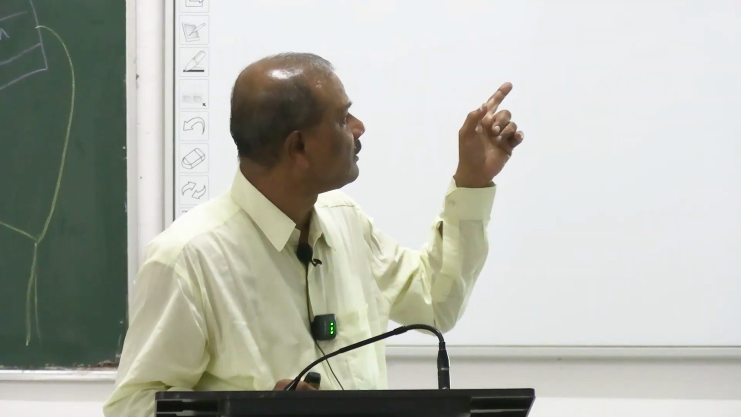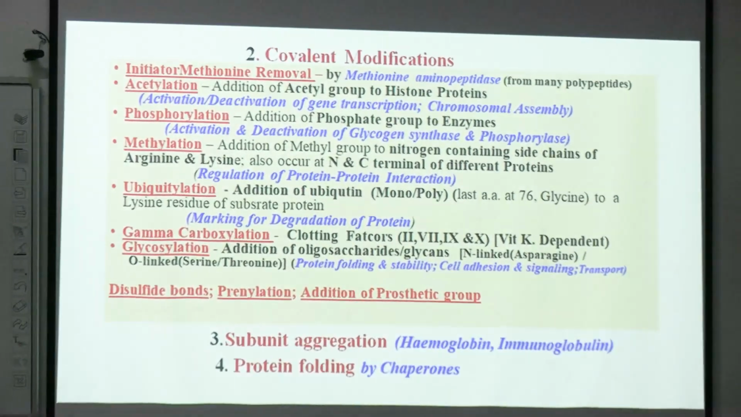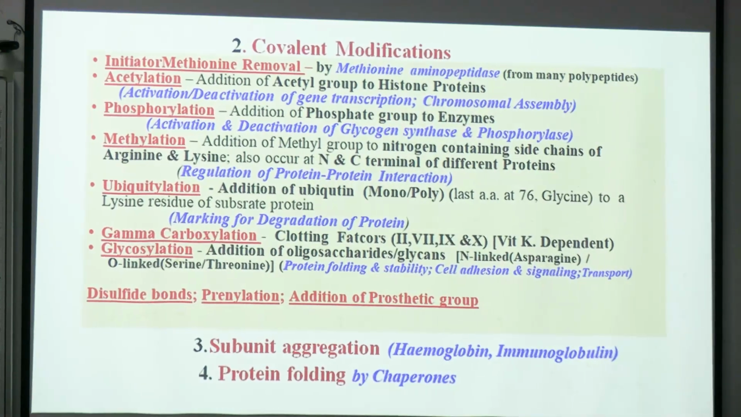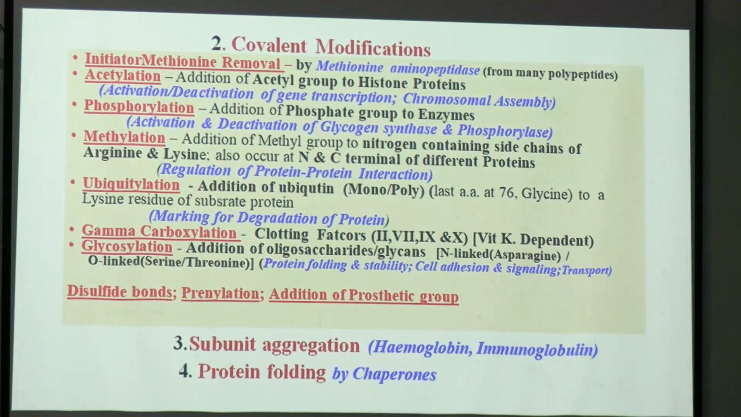So, initiator methionine removal. As I told you, the first step of protein synthesis uses methionine in the case of eukaryotes and formyl methionine in the case of prokaryotes. So this initiator amino acid needs to be removed. Since it is at the amino end, an aminopeptidase will be involved. So methionine aminopeptidase will clip off the methionine, removing the initiator residue.